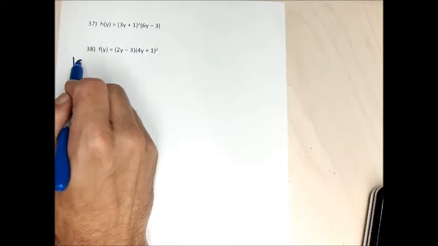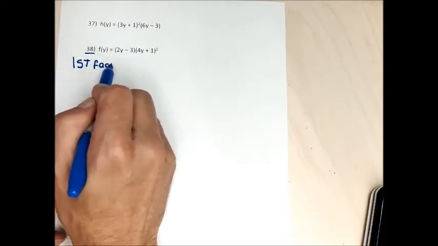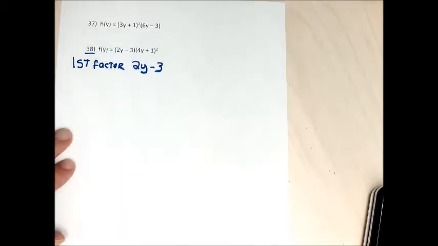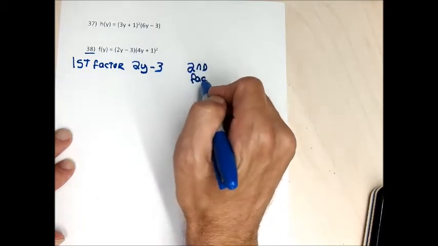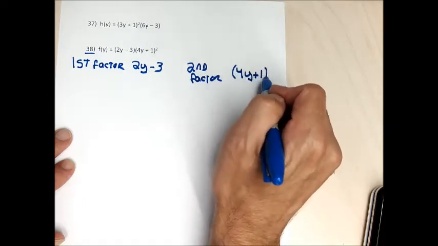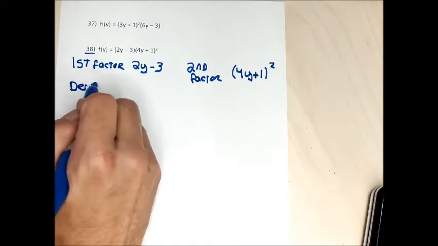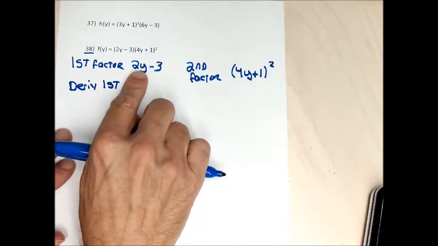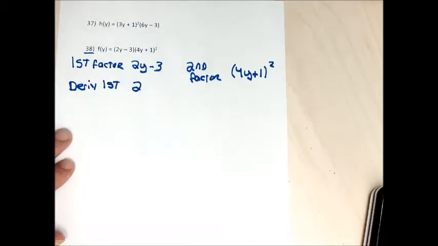So in problem 38, my first factor doesn't have an exponent, so I don't need to write it in a parentheses. It's 2y minus 3. The second factor, because it has a parentheses with an exponent, I need to keep that parentheses. Do the derivative of each. The derivative of the first, since it's just an easy polynomial, the first piece has a derivative of 2, the second piece has a derivative of 0.